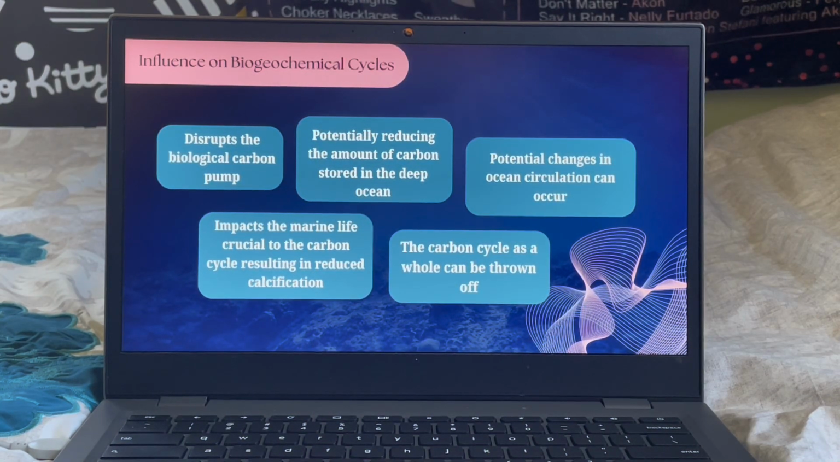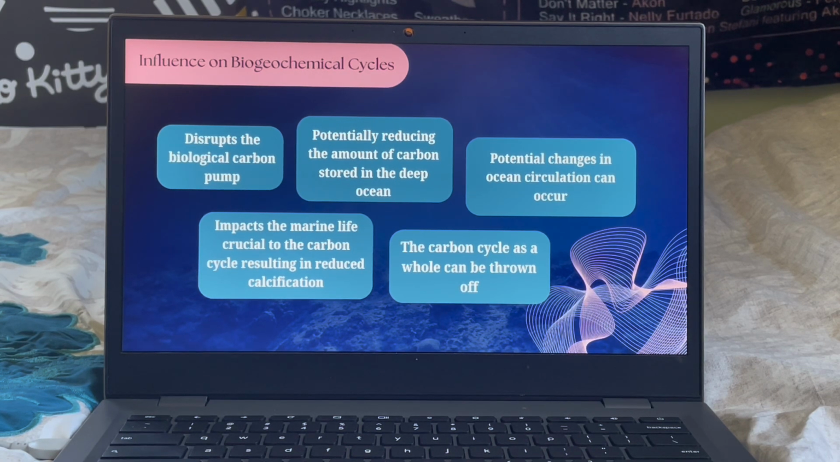Ocean acidification can influence change in biogeochemical cycles. This refers to the process by which chemical elements and compounds move through Earth's systems and the changes that occur as a result. One effect is a disruption in the biological carbon pump. This means that the ability for the atmosphere to store and release carbon will be significantly reduced. Ocean acidification can also potentially disrupt and reduce the carbon storing process of the deep ocean.